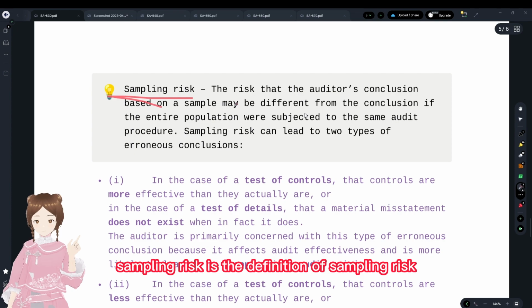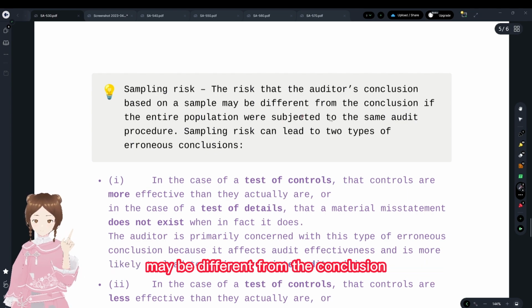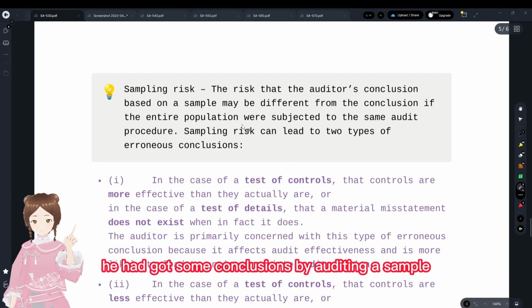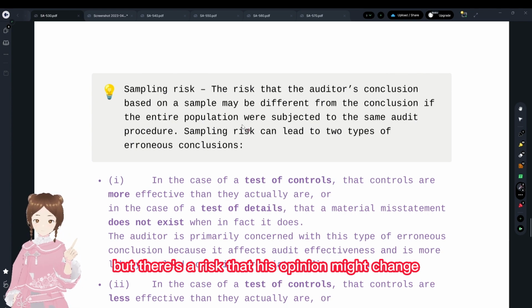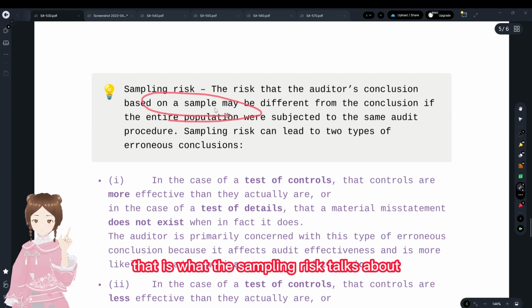Sampling risk, this is the definition of sampling risk. The risk that the auditor's conclusion based on a sample may be different from the conclusion if he had done the entire population. That is, he has reached some conclusions by auditing a sample, but there's a risk that his opinion might change when he audits the entire population. That is what sampling risk talks about.